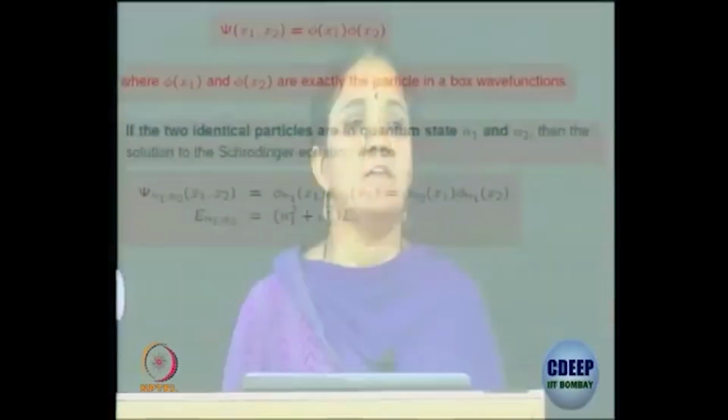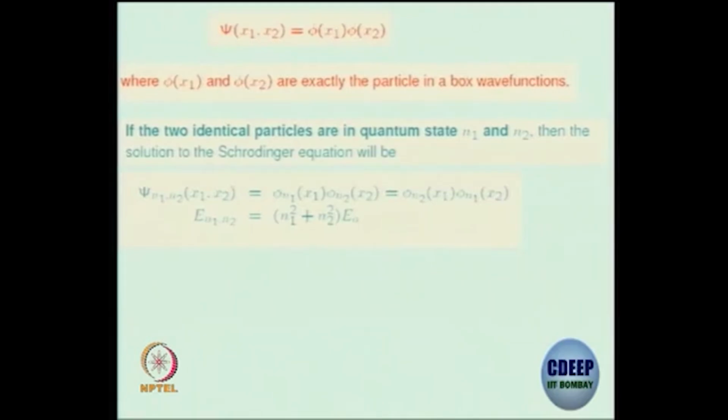And they are identical. What will you do? You can write the composite wave function to be a product of particle 1 in quantum state n1 and particle 2 in quantum state n2. Or you could also write particle 1 in quantum state n2, because they are identical. You can't distinguish. Both are equally possible. A linear superposition is also possible. You can take a linear superposition of them, that is also possible.